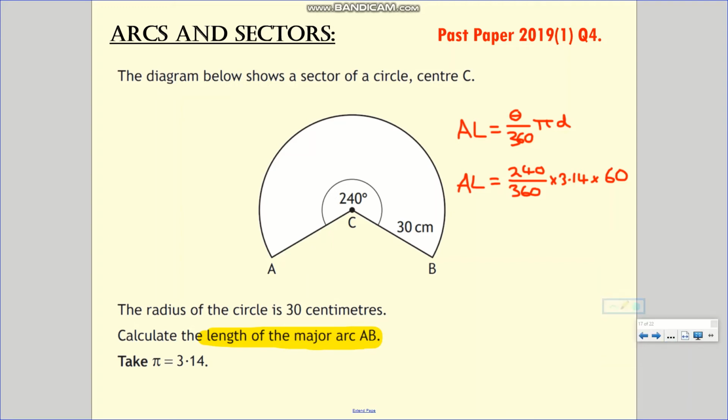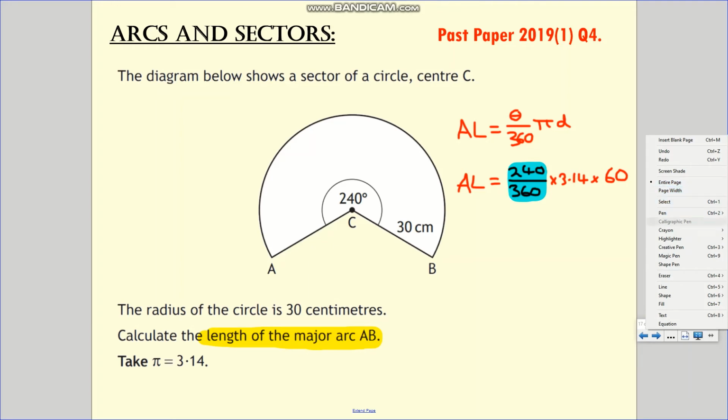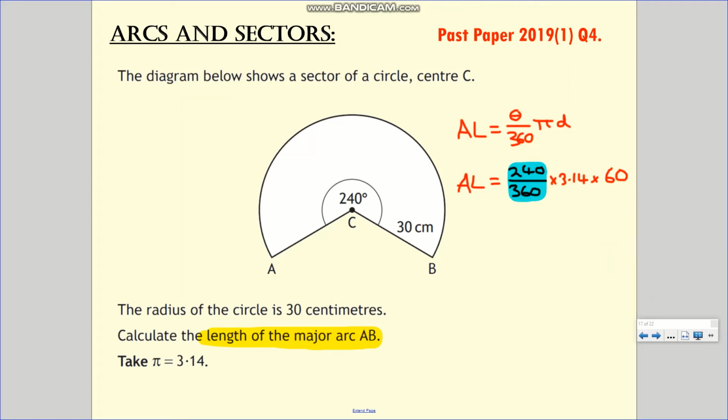Okay, the next step in this calculation is to look at this fraction in front of our pi. What we're going to do is simplify this as fully as we can to make it easier to calculate what we're doing next. So I'm going to divide by 120 on the top and bottom here, and I'm going to be left with 2/3 as a fraction. I'm multiplying that by 3.14, and I'm multiplying that by 60.